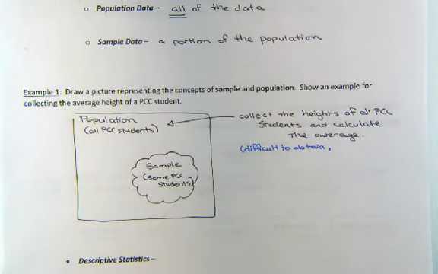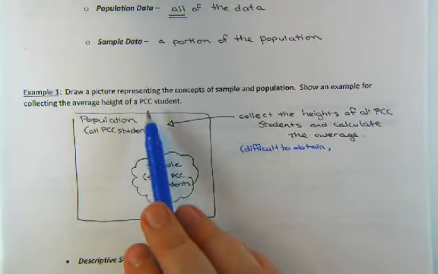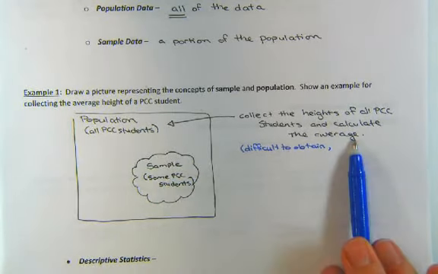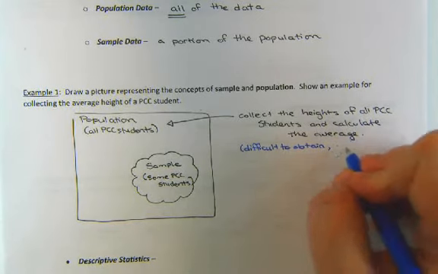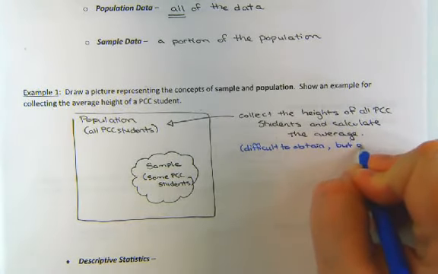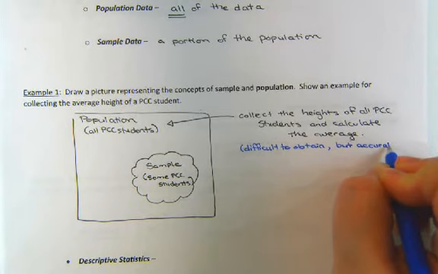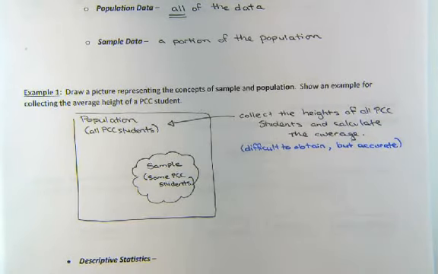However, when you go through this process, once you get that data and calculate that average, if I'm interested in this average height of the PCC student, this is exactly correct. You have all of the information, you calculated it, that's it. So it's difficult to obtain, but it's accurate. That is exactly the value.